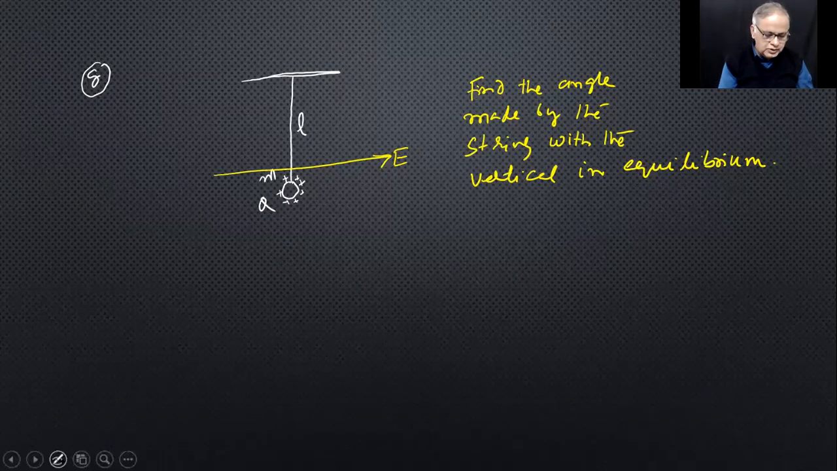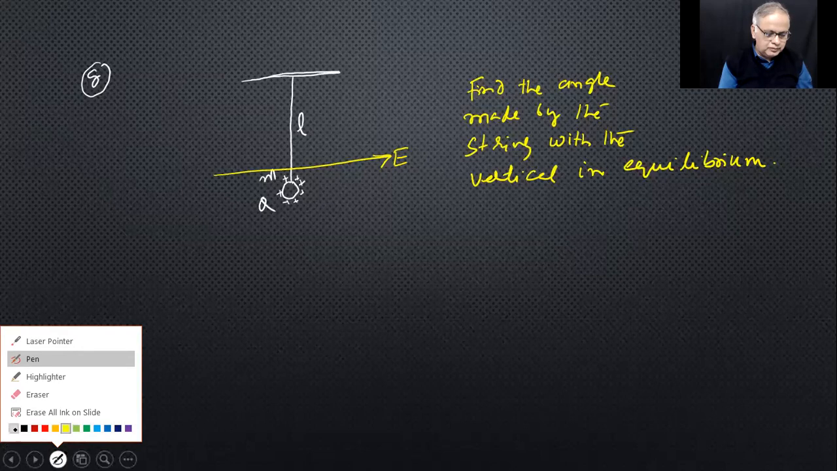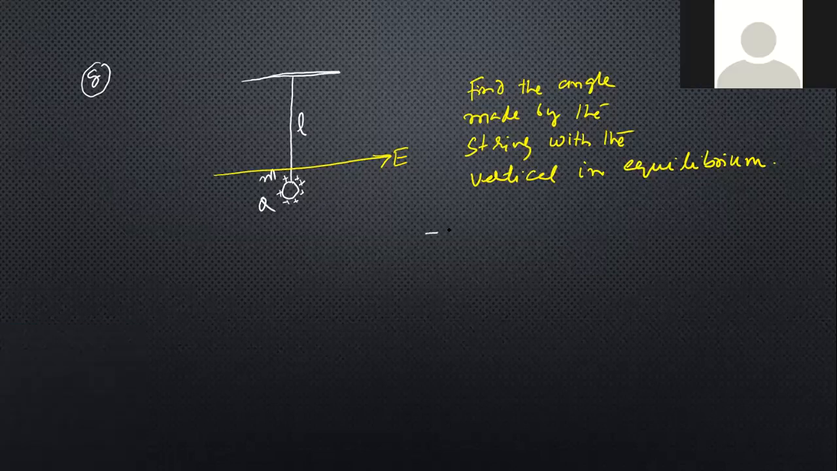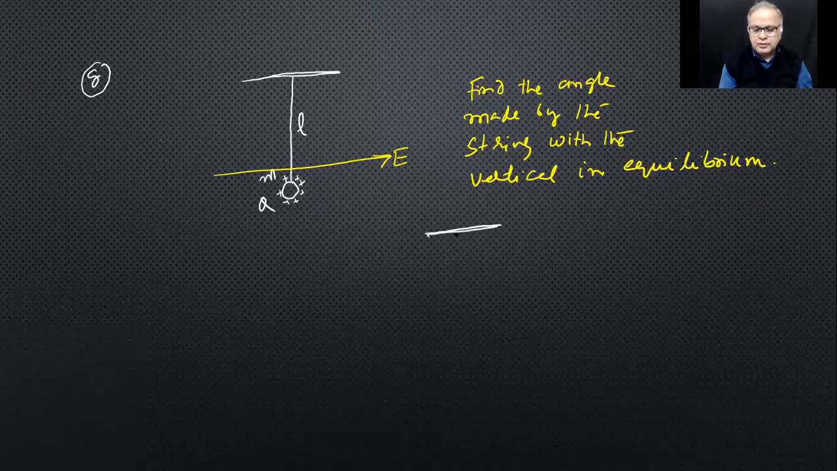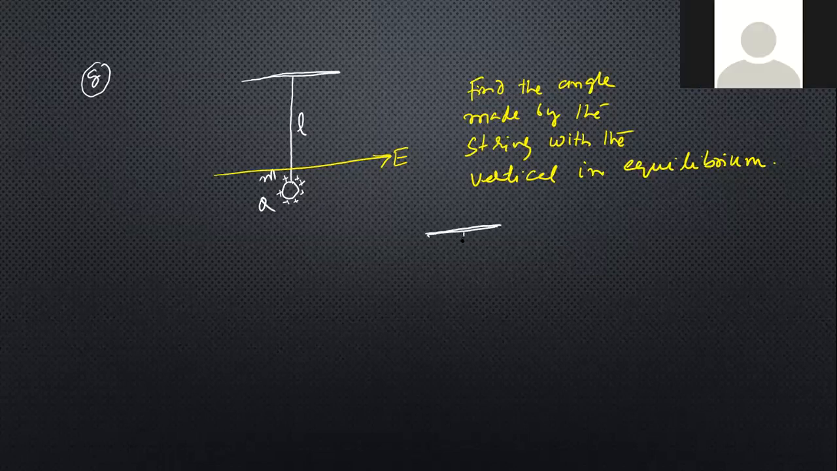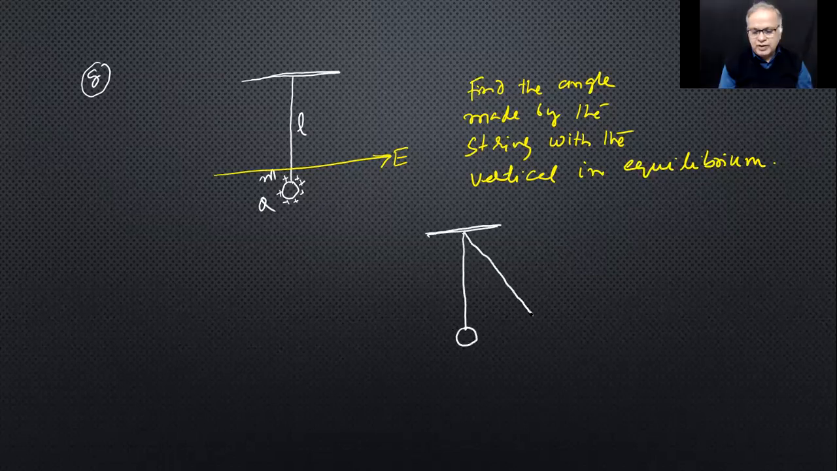So how do you go about this, Vamshi? Sriya. So we can draw the free body diagram. After it makes an angle theta with the vertical. Why will it make an angle? Why will it go that side, Vamshi?